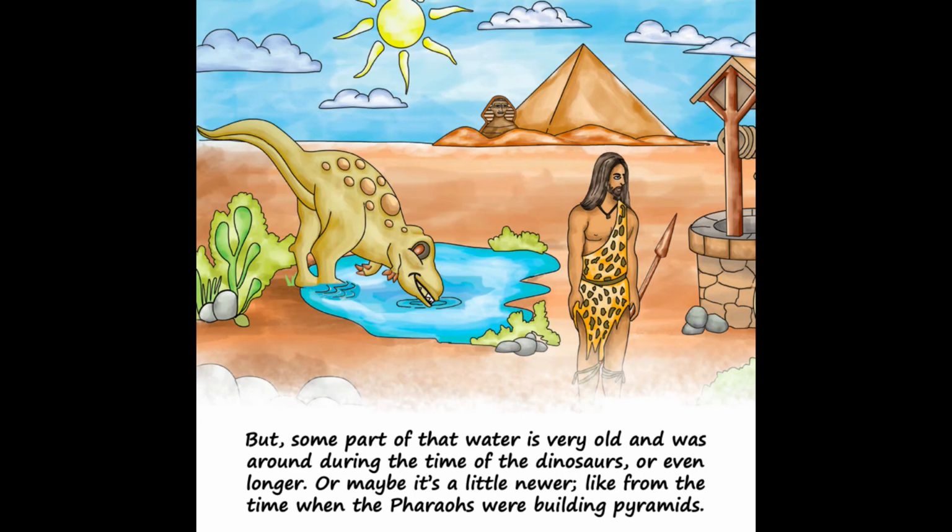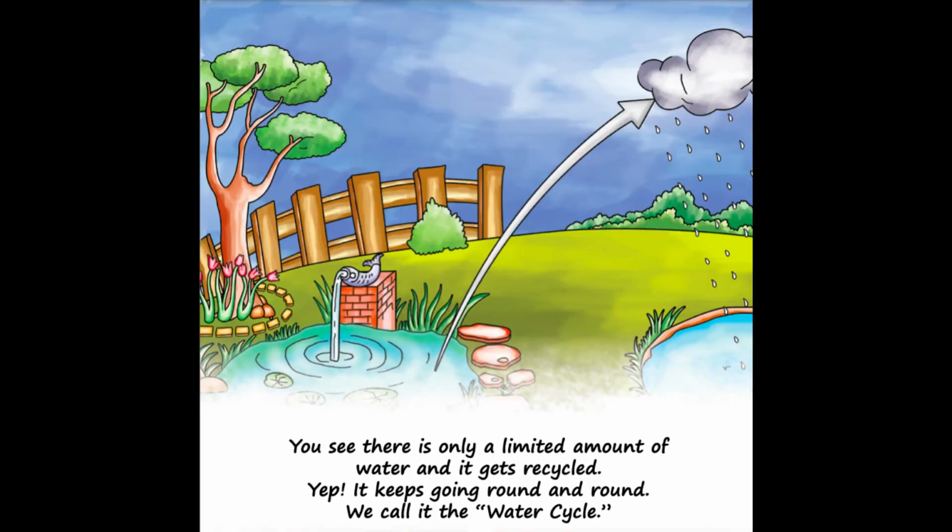But some parts of that water are very old and were around during the time of the dinosaurs, or even longer. Or maybe it's a little newer, like from the time when the pharaohs were building pyramids. You see, there is only a limited amount of water and it gets recycled. Yep, it keeps going round and round. We call it the water cycle.